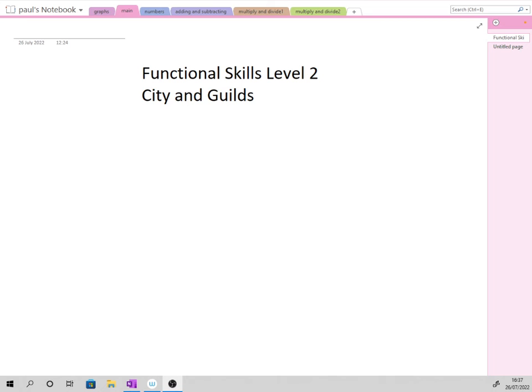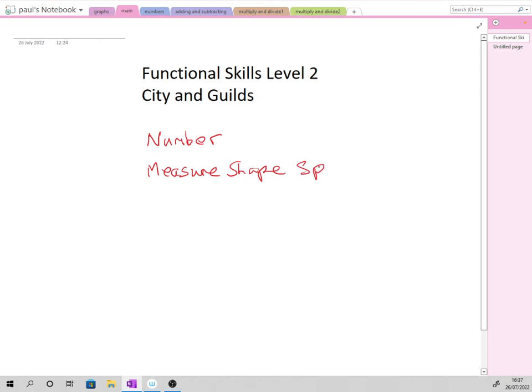Now, this level 2 is broadly split up into 3 sections, and I'll just handwrite from now on. And the first section is going to be on number. Excuse my scribbly writing. Section 2 is going to be on measure, shape, and space. And section 3 is going to be on handling data.